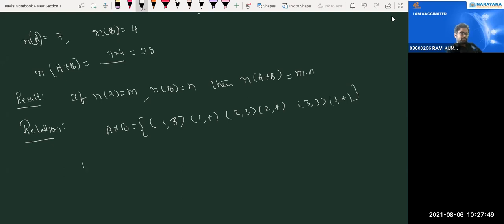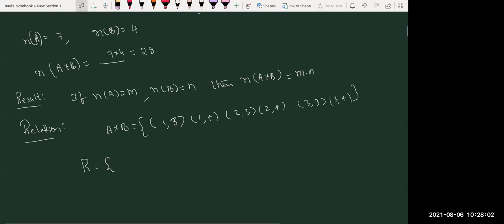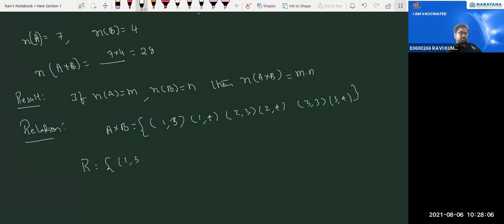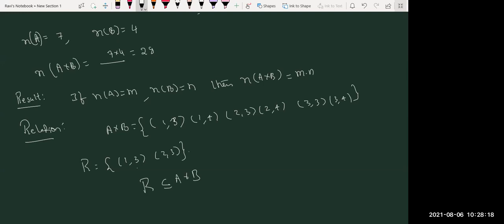Among all the 6 ordered pairs, you can choose any 2 ordered pairs as you wish. Sir, 1 comma 3 and 2 comma 3. Yes. If you choose the 2 ordered pairs 1 comma 3 and 2 comma 3, now the question is, is this R a subset of A cross B or not? Yes, sir. This is one relation.